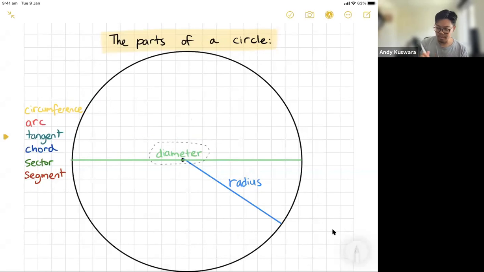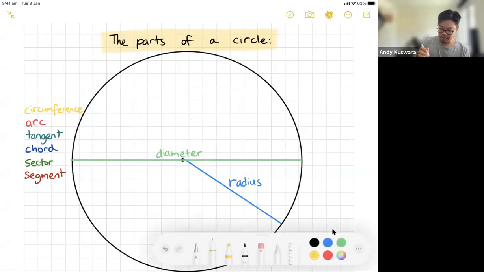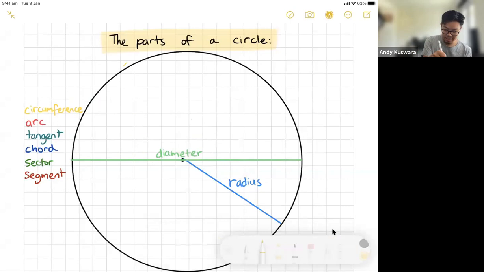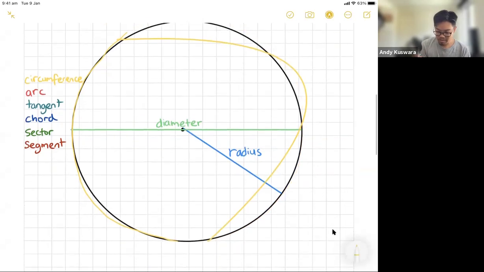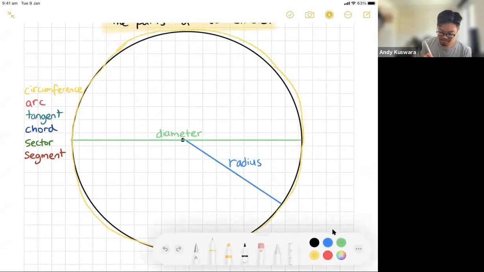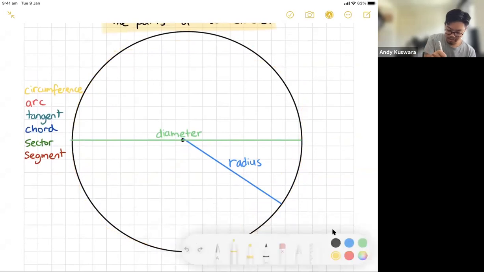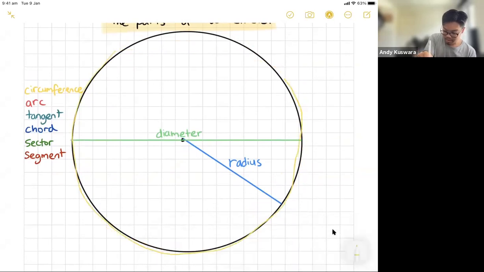Now your circumference, so let's pick yellow. Your circumference is kind of like, do you remember when you did area and you were talking about perimeter? So it's kind of like a perimeter of the circle. Man, what kind of circle is that? So a circumference is basically the perimeter of a circle. So let me try again and watch that perfect circle. Boom, just like that. So your circumference, that can stay there. It's just the outside length.